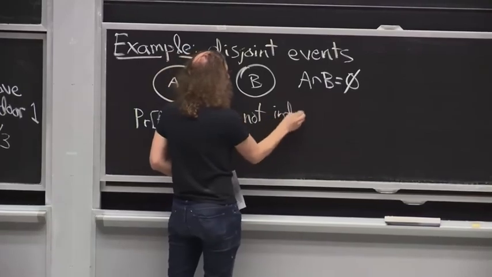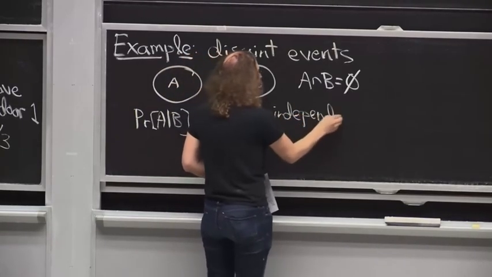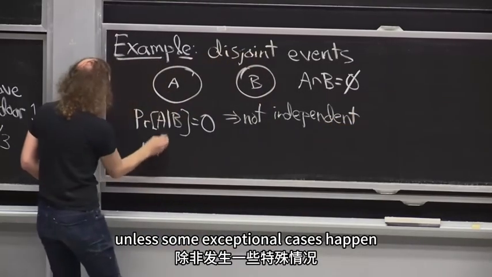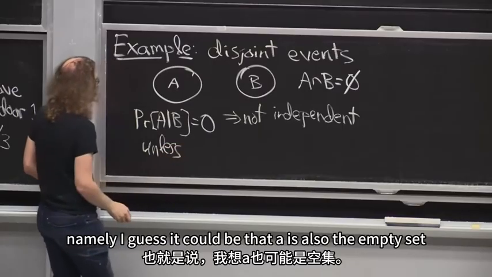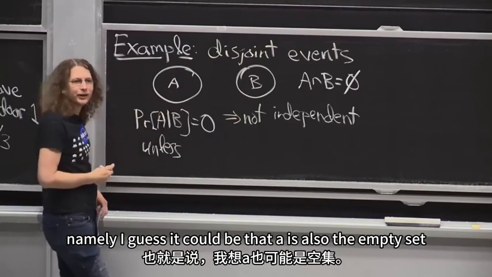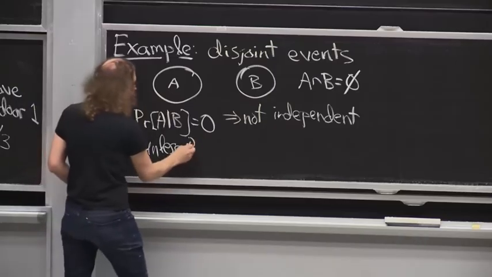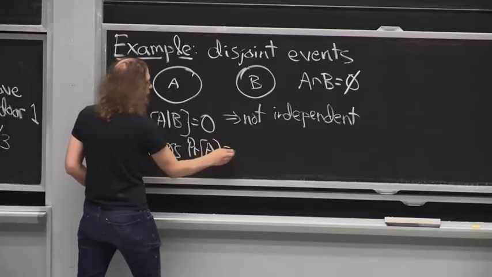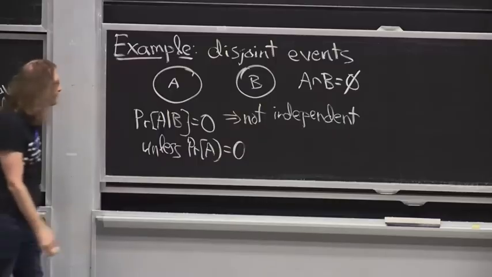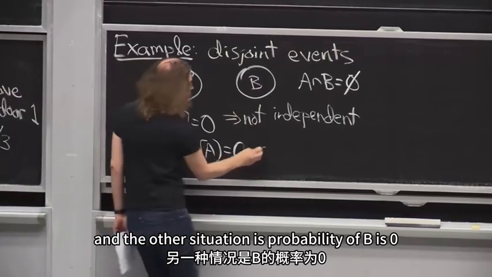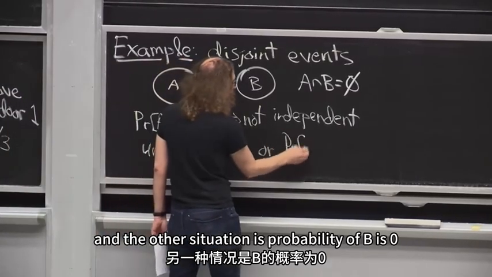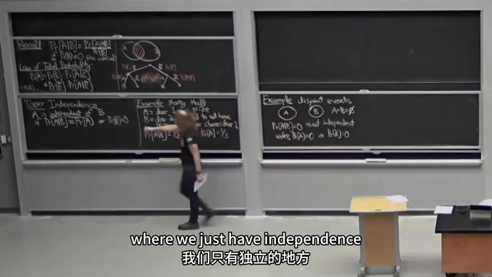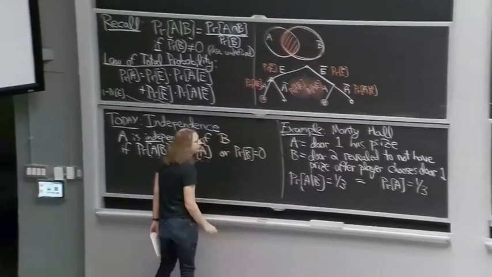typically, unless some exceptional cases happen. Namely, I guess it could be that A is also the empty set. There's nothing in A. Then probability of A equals this thing, probability of A given B. And the other situation is probability of B is 0, because that's another situation where we just have independence by definition.